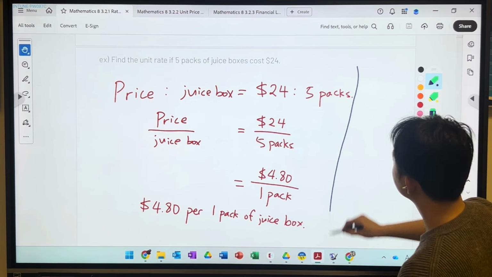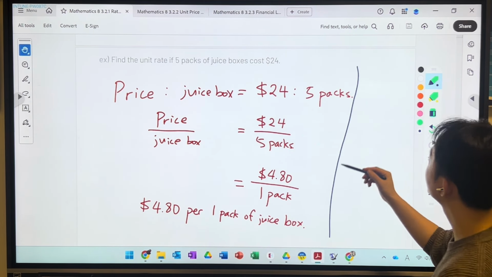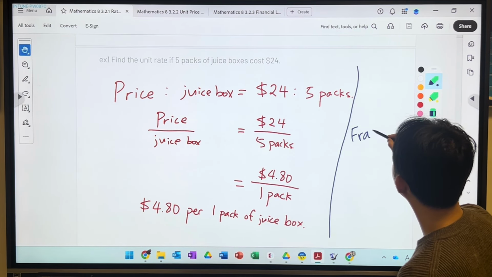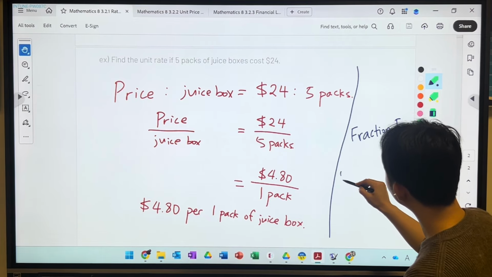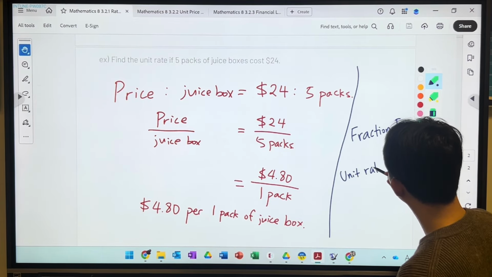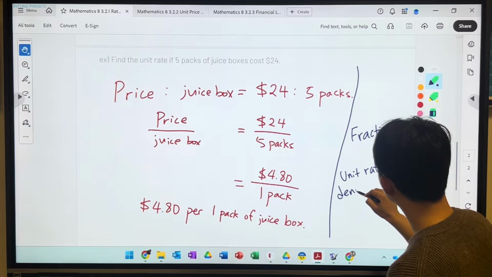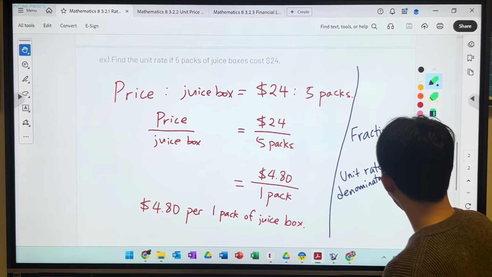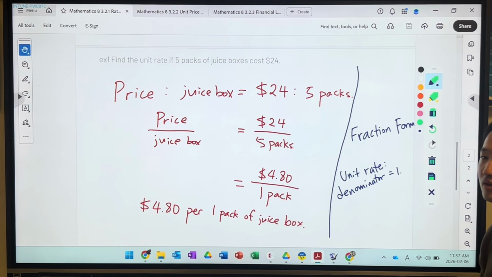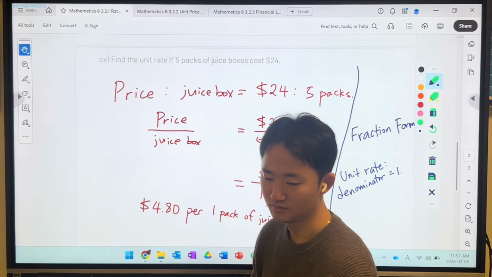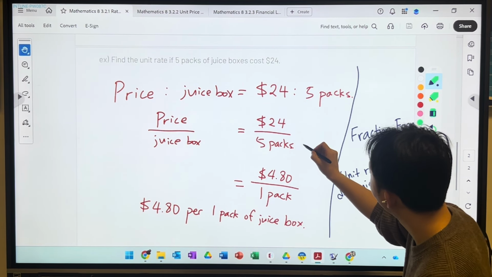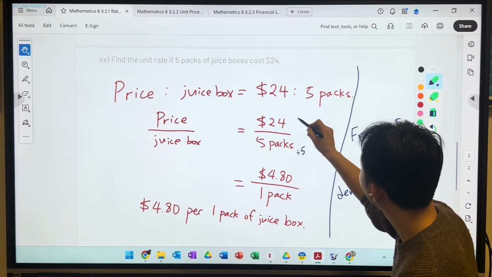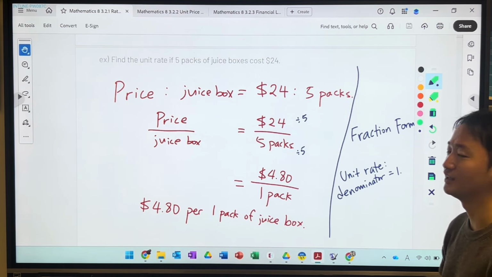Let's annotate the process again. So we switch it into a fraction form. An important thing here, for the unit rate, the denominator is equal to 1. And here I achieve that by dividing by 5 on the denominator and also dividing by 5 on the numerator side.